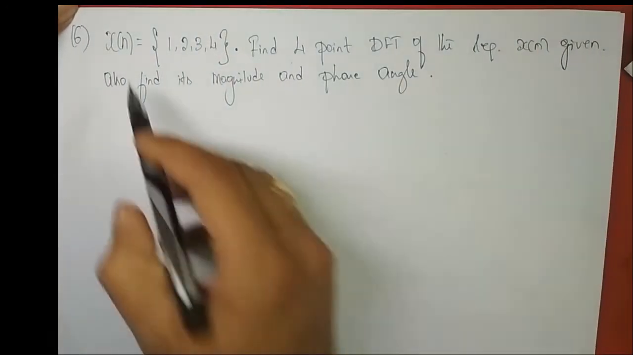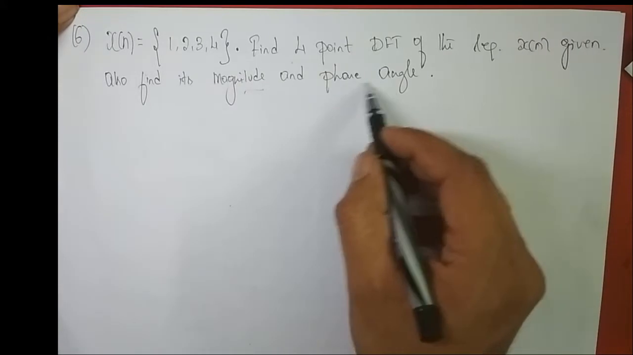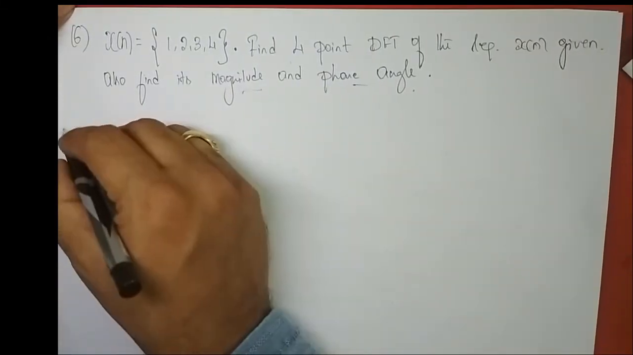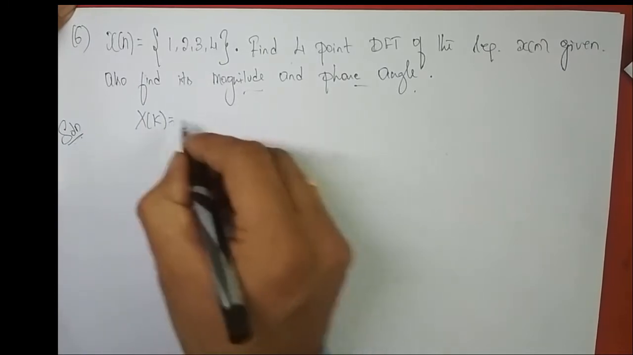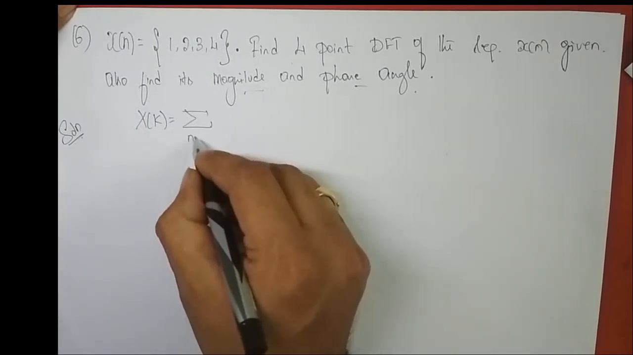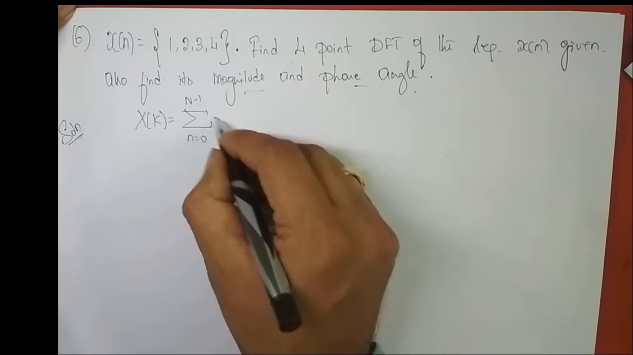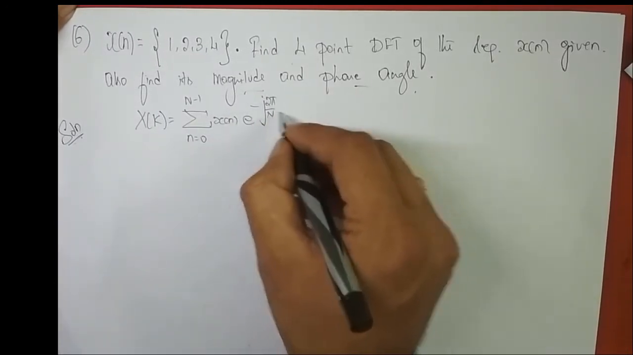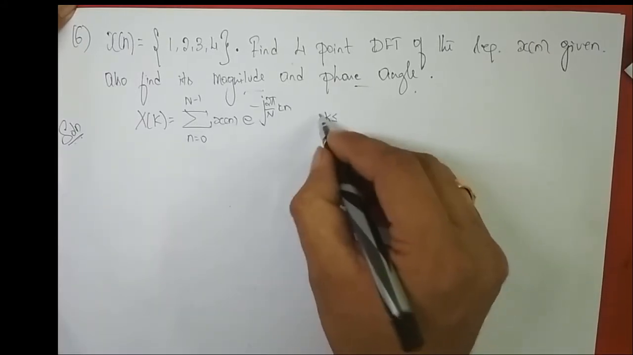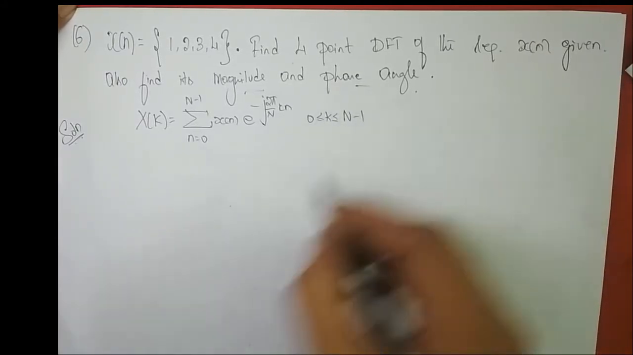Okay. Apart from finding X of k, I need to find its magnitude and phase angle. So we will take up this problem. Solution: what is the formula? X of k is equal to the summation, n varying from 0 to N minus 1, x of n e power minus j 2 pi by N into kn, where k is varying from 0 to N minus 1.